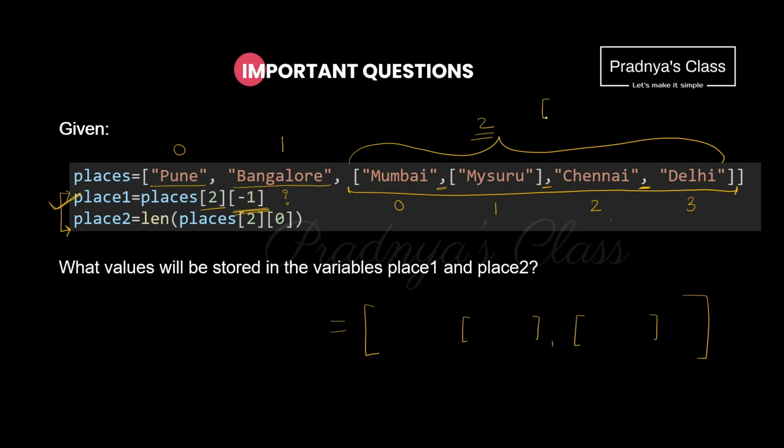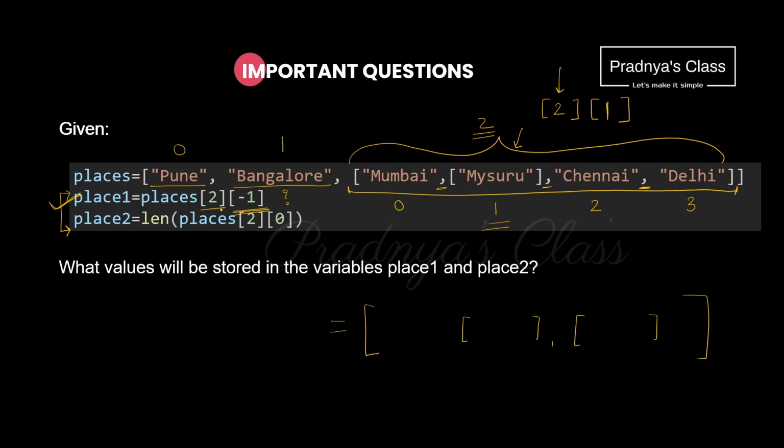And to access the individual element of the nested list, we will be using multiple dimensions. In the first square bracket, we will write this index because we are trying to access the element which is at index 2. And suppose I want to access Mysuru which is at index 1, so we will write 1. So with this technique we access the individual element.